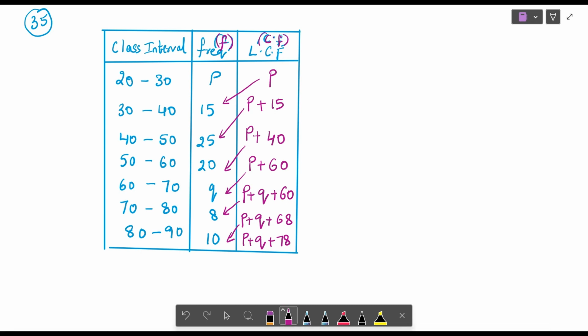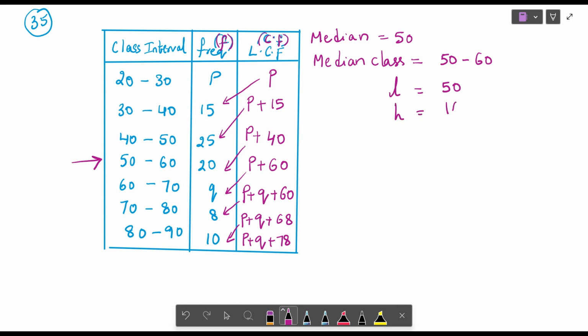Okay. So they have already given the median, so the median is 50. What is the first step? We find the median class. Where does this 50 lie, in which class interval? It lies in the class interval 50 to 60. So the lower limit is 50 and the height, the size, is 10. Whatever frequency is there for this median class becomes our frequency F, that is 20.